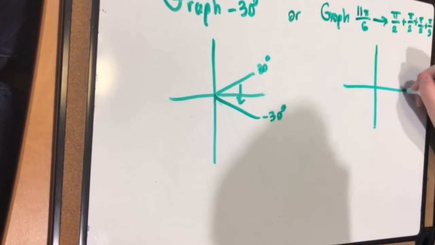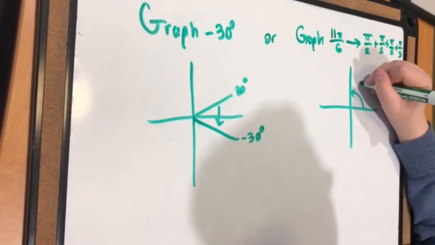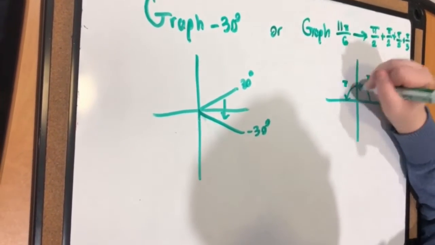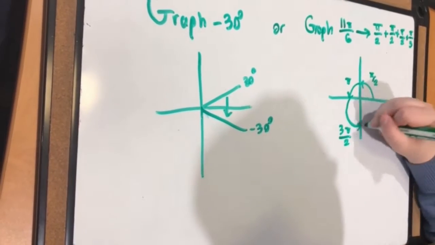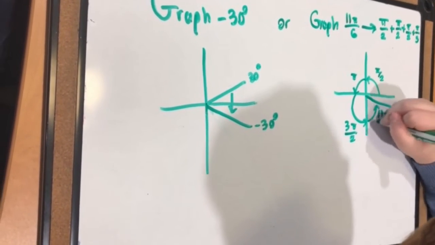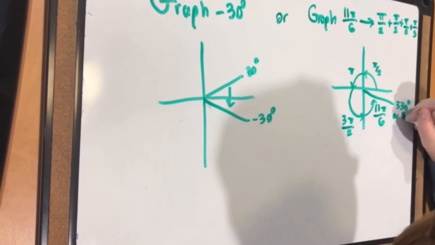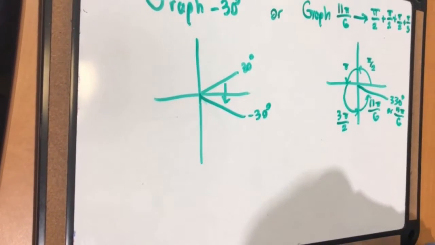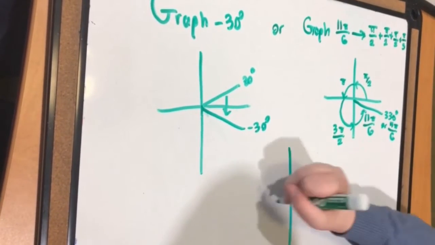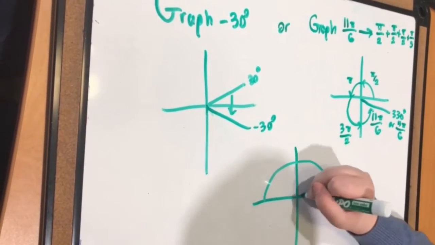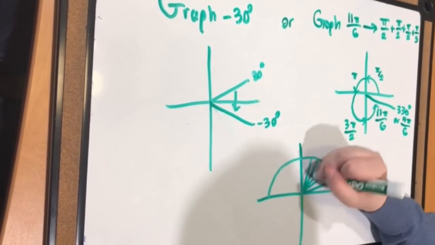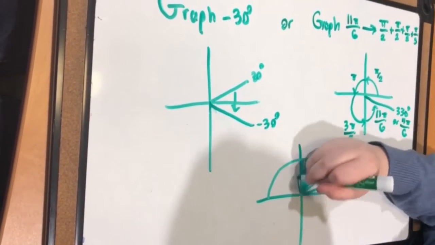If you are graphing in radians, you can count in portions of 30 degrees, 45 degrees, 60 degrees, and 90 degrees. Let's use an example. If we are graphing 11 pi over 6 radians, or 330 degrees, we recognize that we can subtract 90 degrees, or pi over 2, from the angle 3 times. Then we are left with pi over 3, which is 60 degrees.